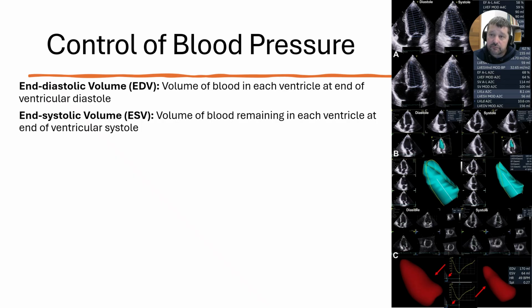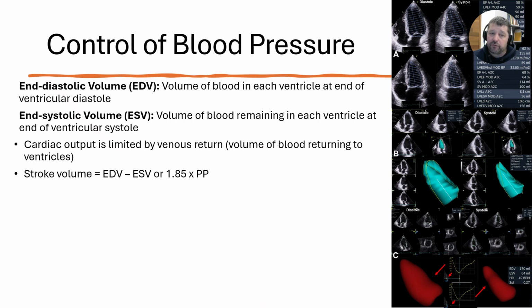Now, together, knowing those values will give you the stroke volume. Okay, so how much is left after diastole? How much is left after systole? Okay, that gives you the stroke volume. That's where the 1.85 comes in. It is just a known variable that works pretty well in individuals that don't have heart conditions.